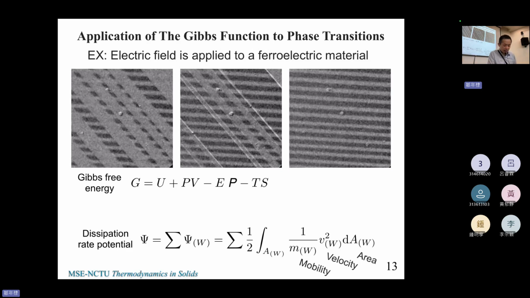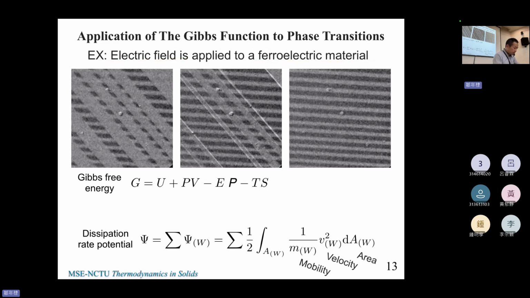All right. And I hope using this application or these examples, you can see how to apply the concept of thermodynamics to our real world, real research work. Okay, so the application of the Gibbs function to phase transformation, phase transition. For example, when an electric field is applied to a ferroelectric material.